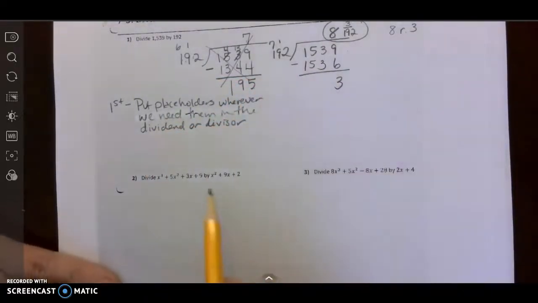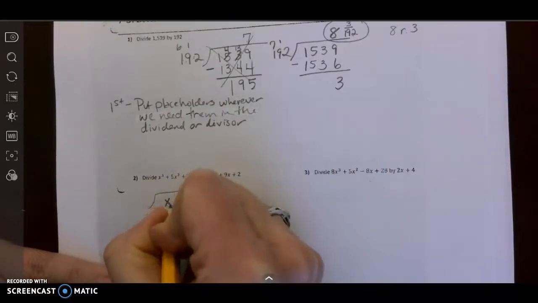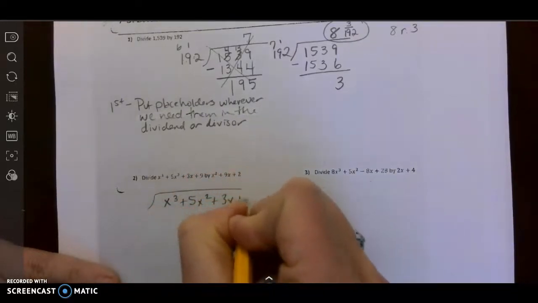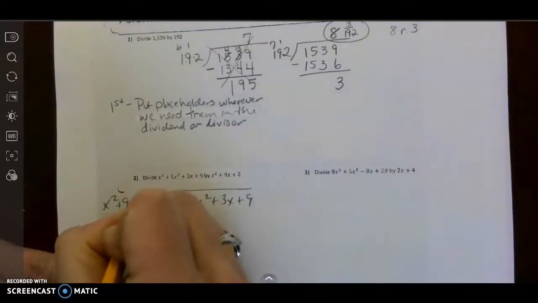Now, on the 2 examples we're going to do here, first on the front, this step isn't needed because when you go in descending order, there's no missing term. X cubed, x squared, x to the first, no x. X squared, x, and no x. So there's no missing terms there. So x cubed plus 5x squared plus 3x plus 9 divided by x squared plus 9x plus 2.